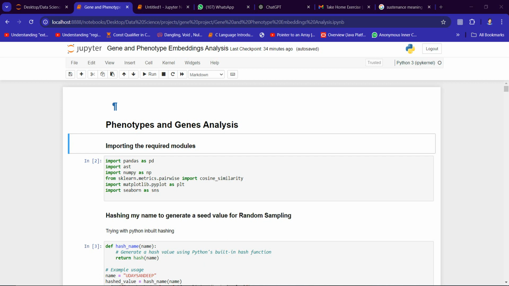Hi, my name is Uday Sandeep and I worked on this phenotypes and gene analysis. Let us go through the project, how I worked and what insights I have made.